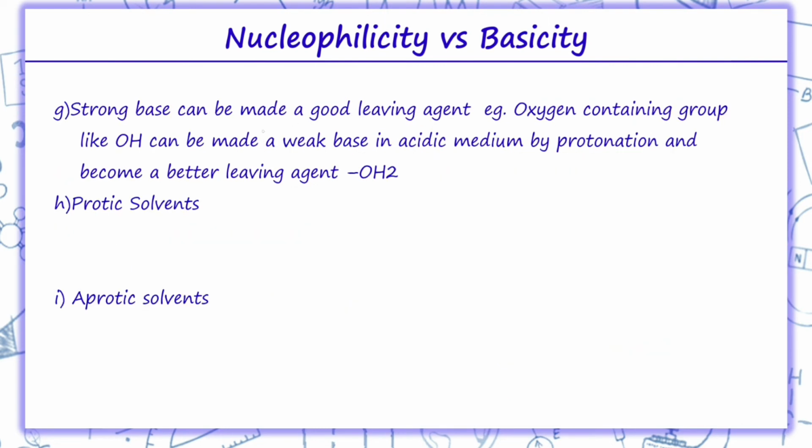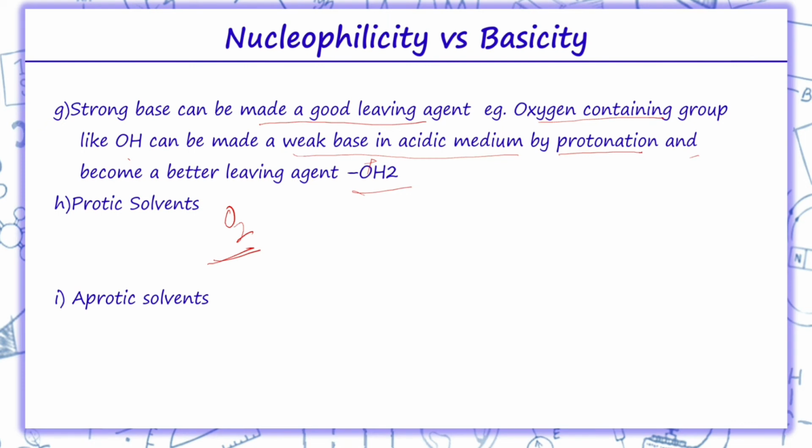A stronger base can be made a good leaving group, like an oxygen containing group like OH. It can be made a weak base in acidic medium by protonation and it becomes a better leaving group, that is OH2 plus. Similarly, protic solvents are solvents which have a hydrogen atom attached to an atom of a strongly electronegative element like oxygen. More molecules of protic solvent can therefore form hydrogen bonds to the nucleophile.